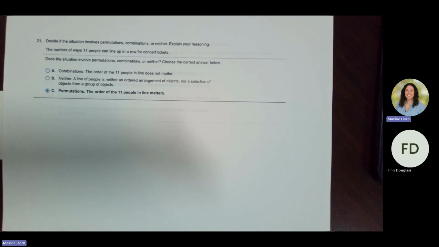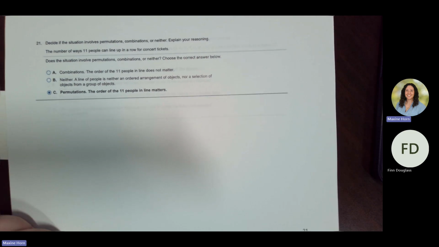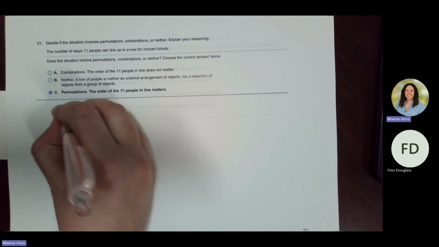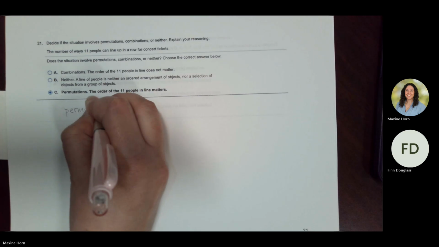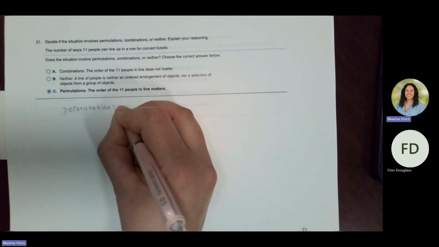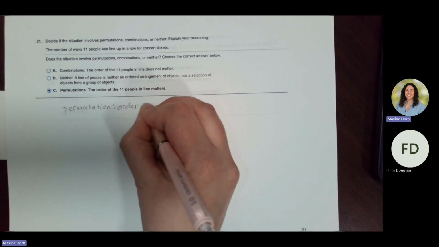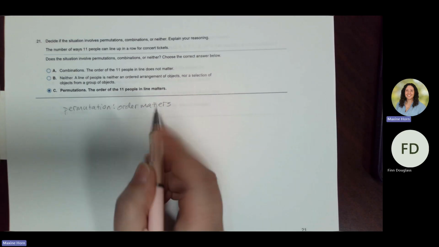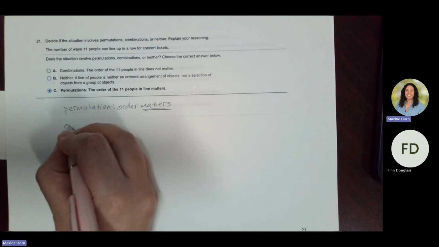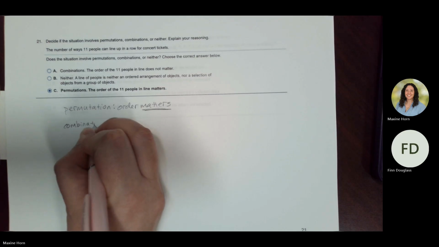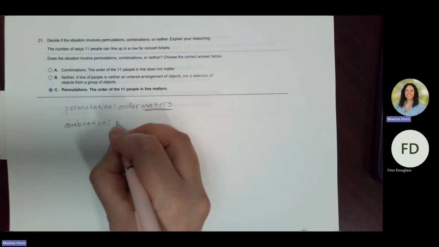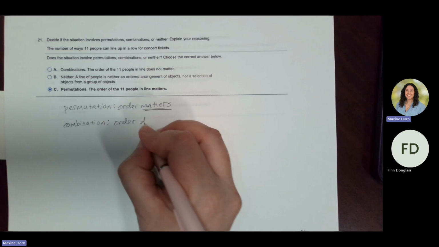Okay, decide if the situation involves permutations, combinations, or neither, and then explain your reasoning. All right, so you guys need to make sure that you understand the difference between these two things. A permutation, the order matters. Combination, the order doesn't matter, right?